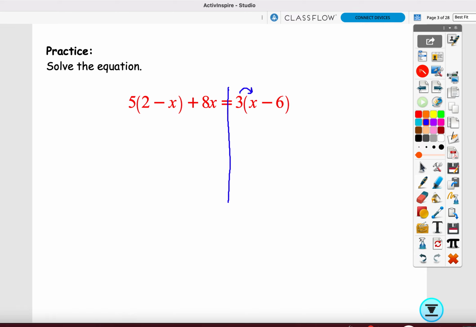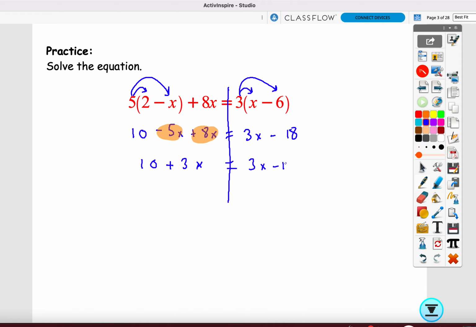This is a practice problem, so I'm not really going to explain anything. I'm just going to solve. You can rewatch this part and see what I did. 5 times 2 is 10. 5 times minus x is minus 5x. Plus 8x equals 3 times x is 3x. 3 times minus 6 is minus 18. No like terms here on the right. I can combine the negative 5x and the 8x here, which gives me positive 3x. So it'll be 10 plus 3x equals 3x minus 18. Subtract 3x on both sides.